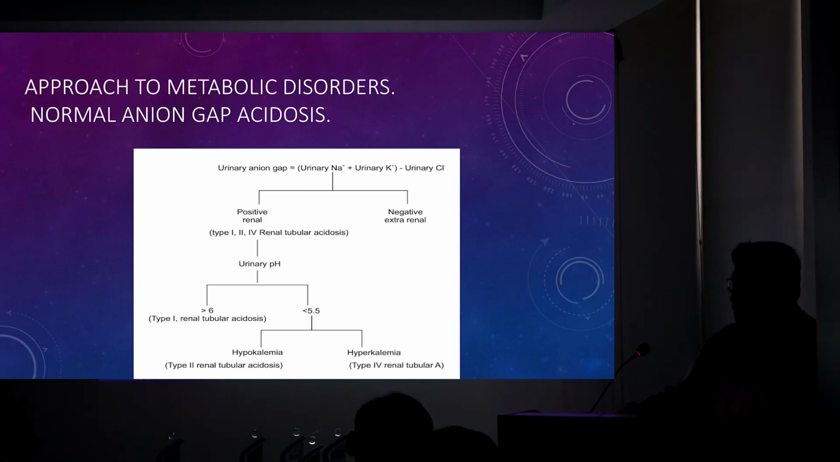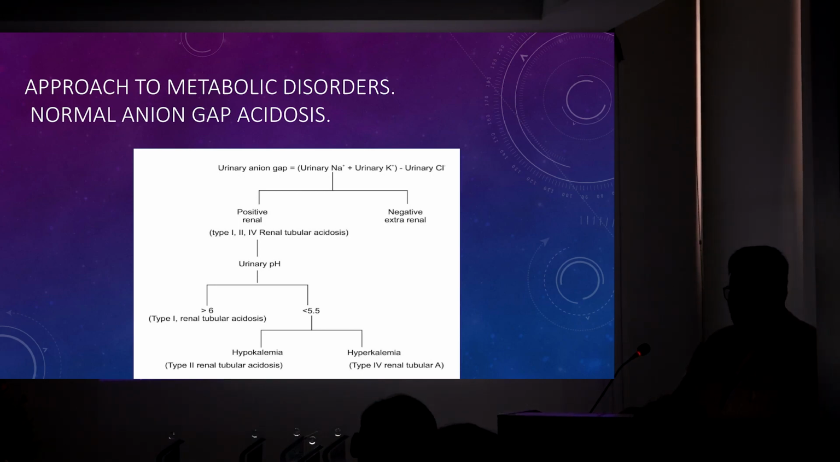Now coming to the approach to metabolic disorders. So this is a normal anion gap acidosis. In a normal anion gap acidosis, we also need to look at the urinary anion gap. So we need to send the urine sodium, urine potassium, and urine chloride. Like in blood, we can't negate the effect of potassium here. So if we see that the urine anion gap is positive, then it must be due to a renal cause, and if it is negative, it is an extrarenal cause.